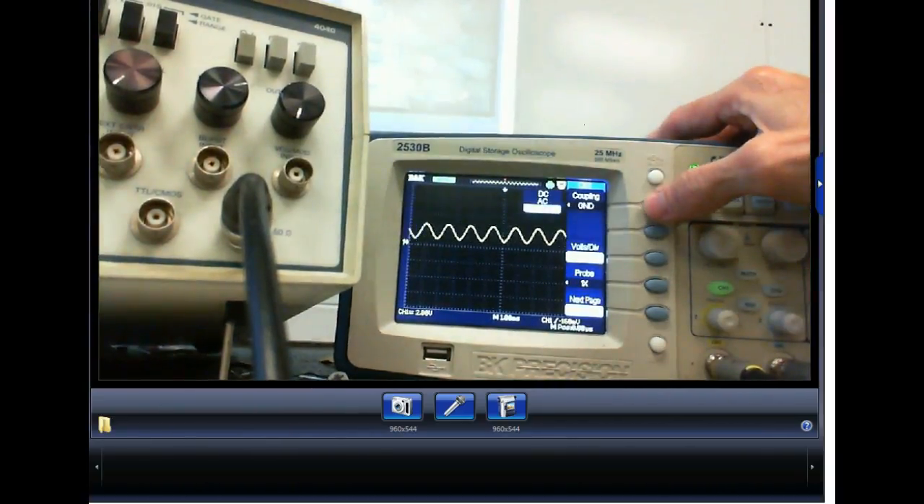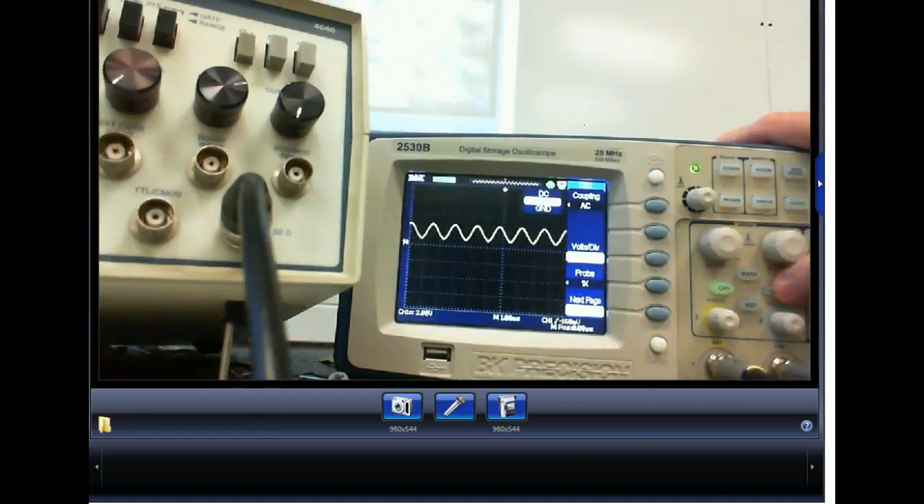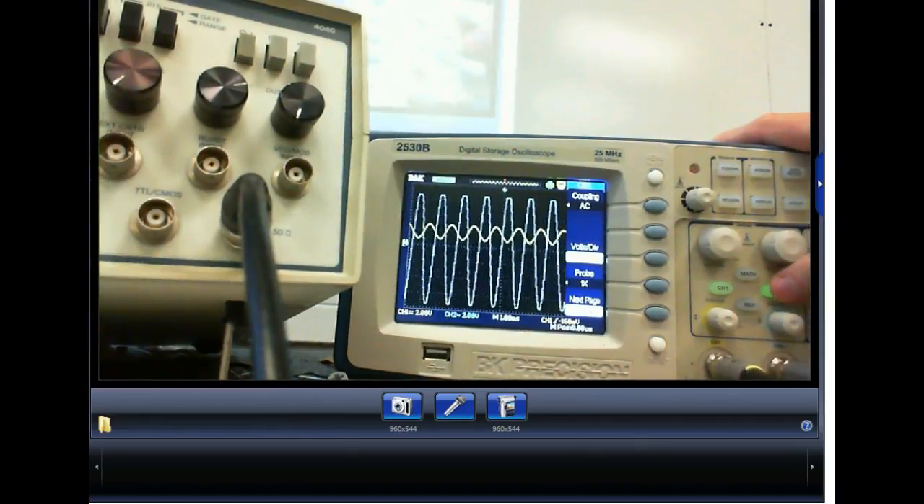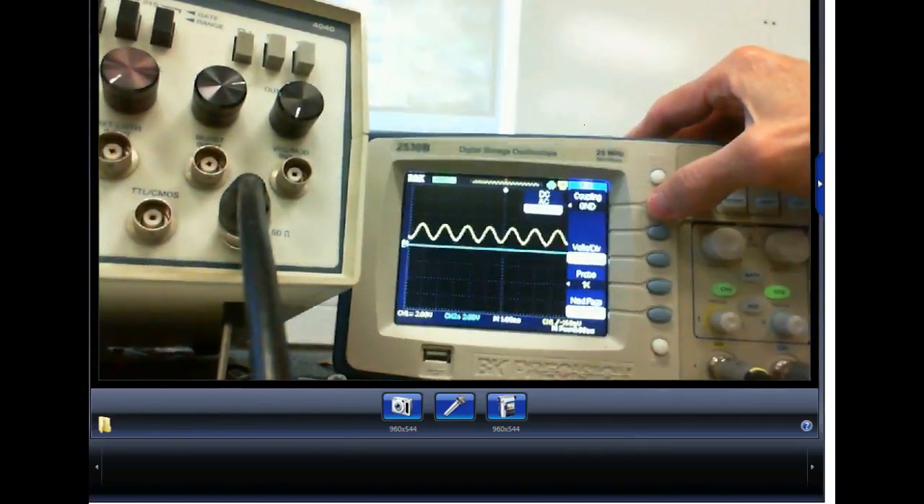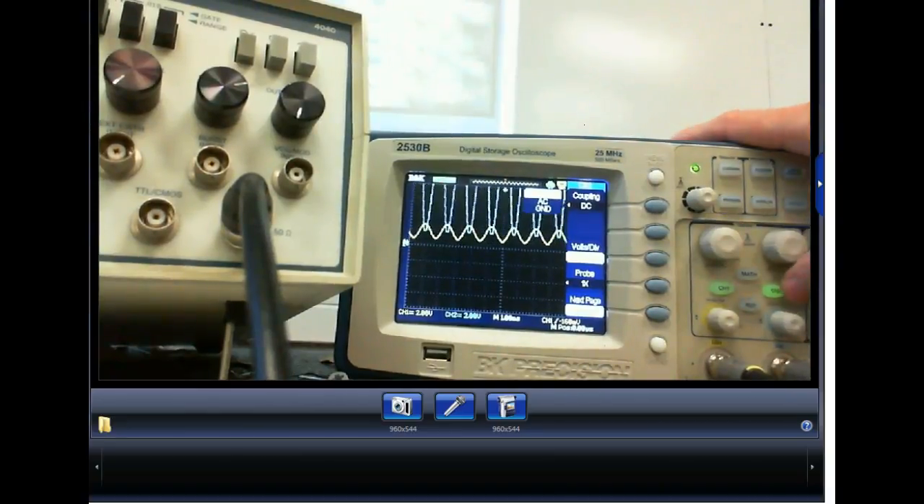Yeah, we got it on AC coupling. Let me put it on DC coupling. It's still on DC coupling. There we go.